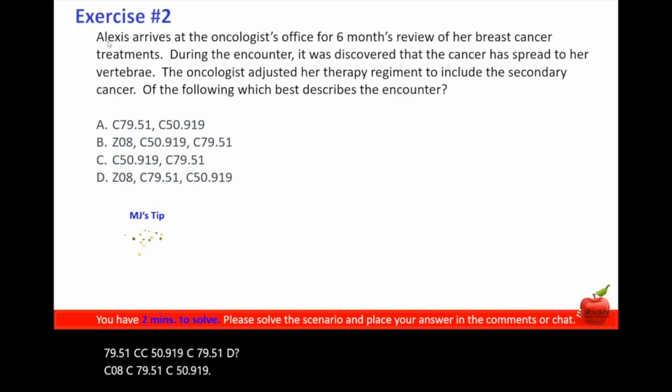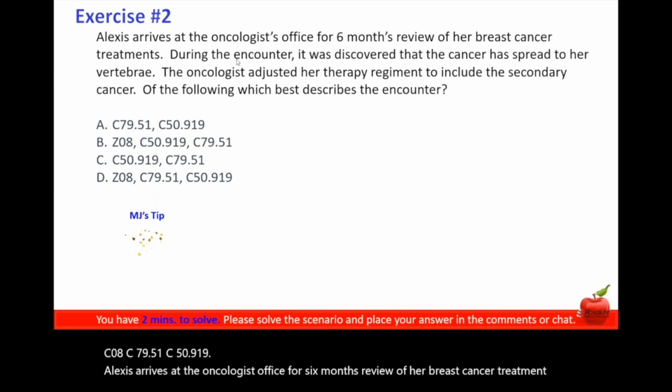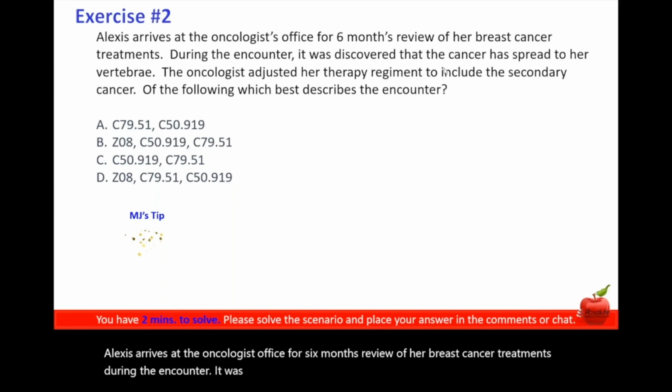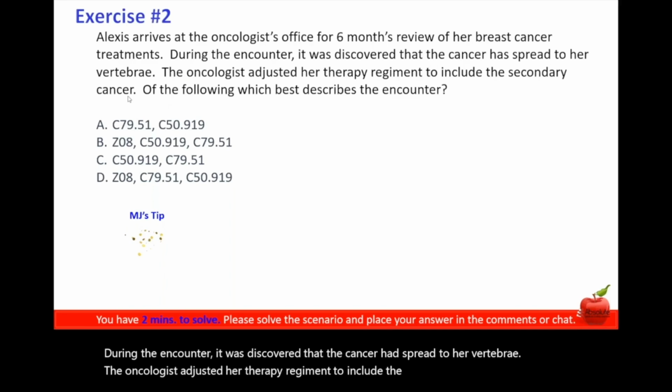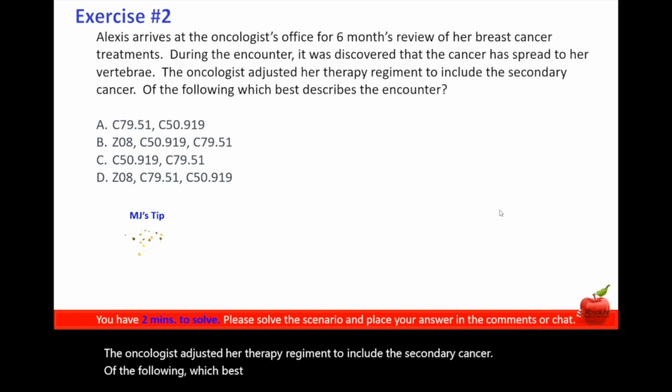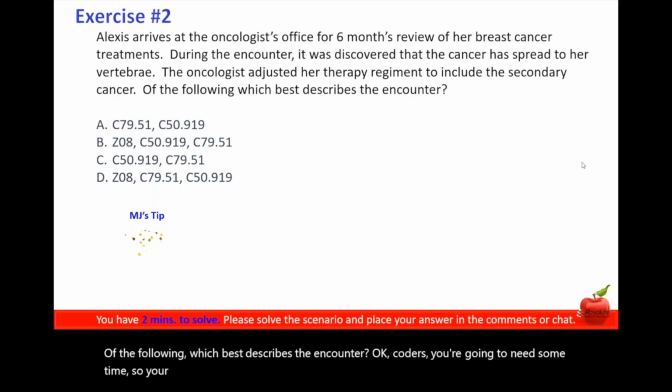Alexis arrives at the oncologist's office for a 6 months review of her breast cancer treatments. During the encounter, it was discovered that the cancer had spread to her vertebrae. The oncologist adjusted her therapy regimen to include the secondary cancer. Of the following, which best describes the encounter? Okay, coders, you're going to need some time. I think you have 2 minutes to solve. Your time begins now.